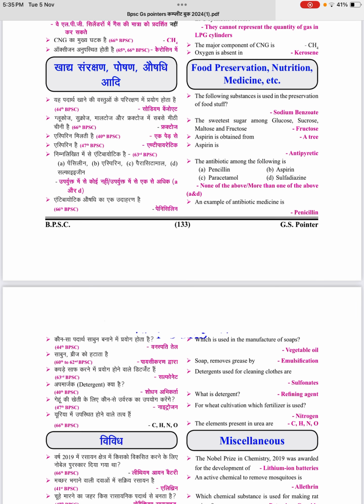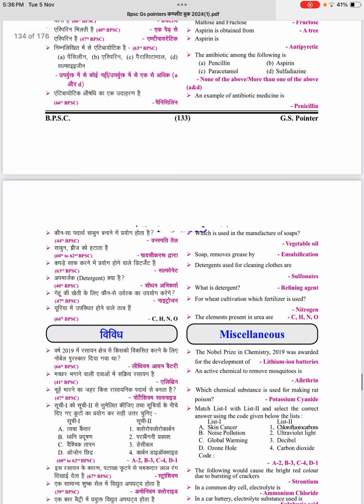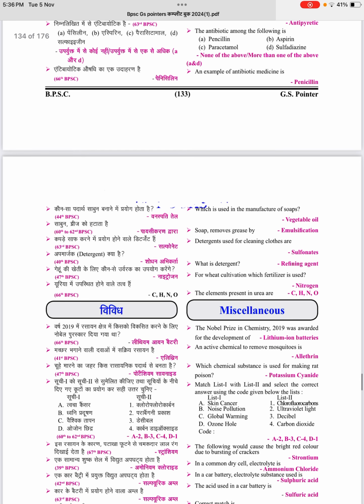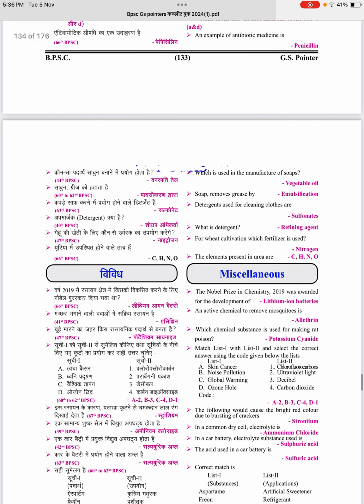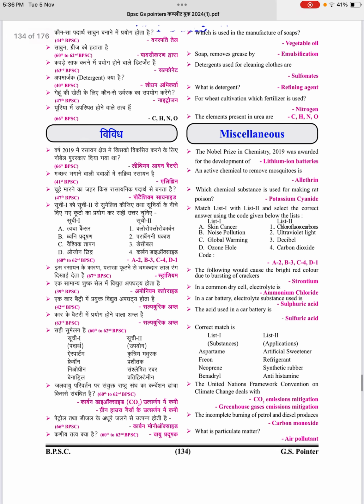Food preservation, nutrition, medicine. The substance used in the preservation of foodstuff is sodium benzoate. Sweetest sugar: fructose. Aspirin is obtained from a tree. Aspirin is an antipyretic. The antibiotic among the following is penicillin and sulfadiazine. An example of an antibiotic medicine is penicillin. Soap is used in the manufacture of vegetable oil. Soap removes grease by emulsification.